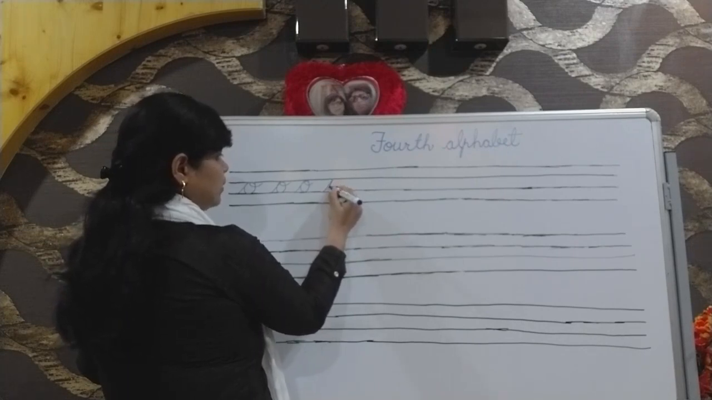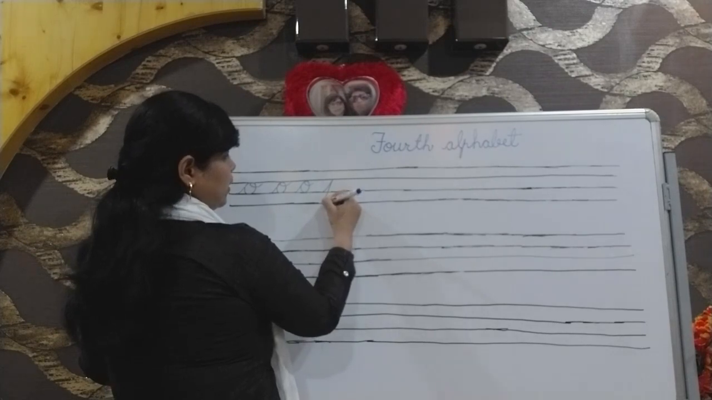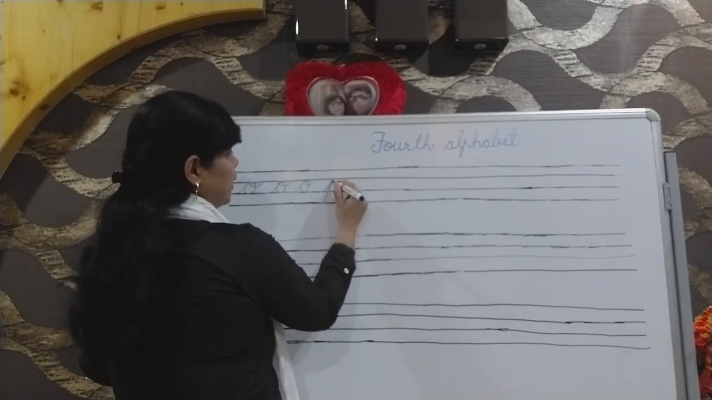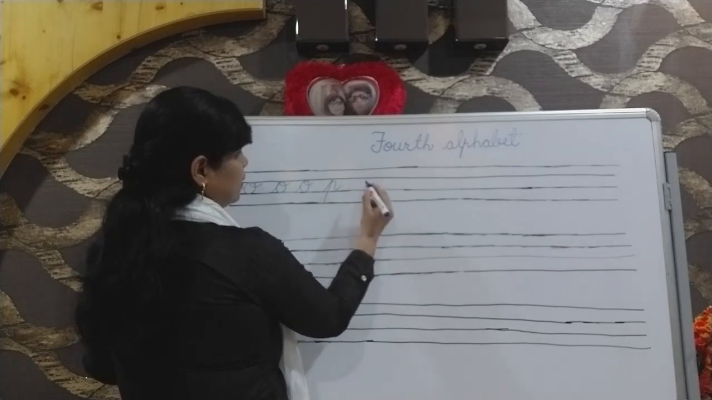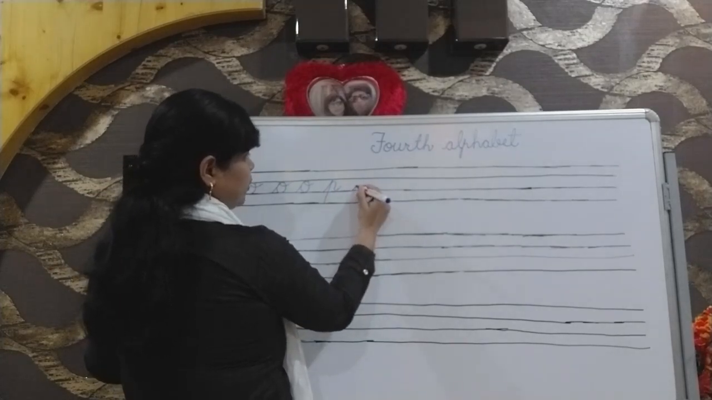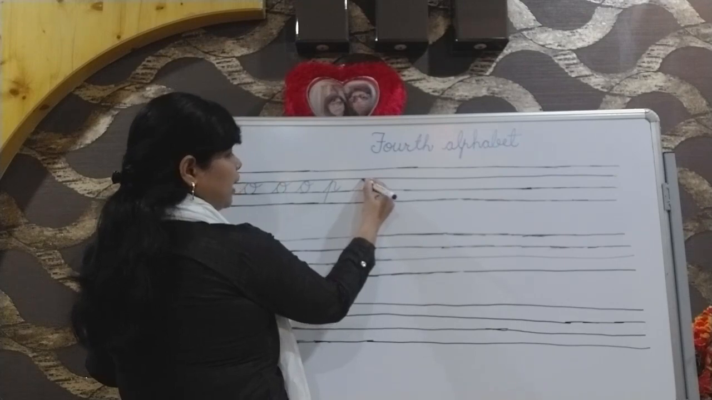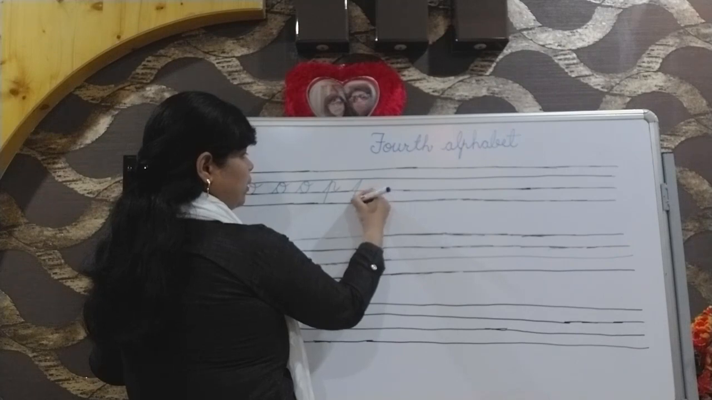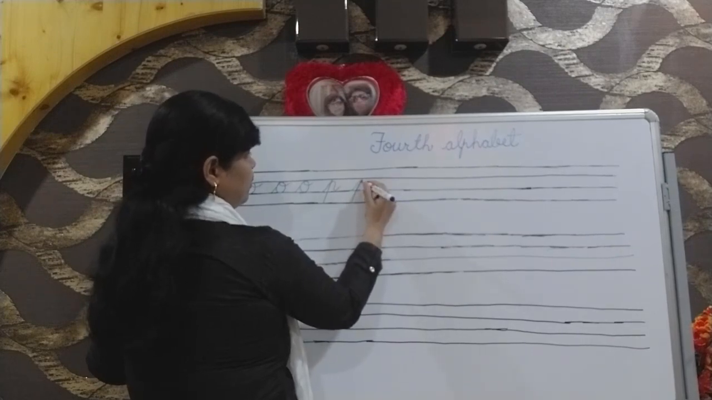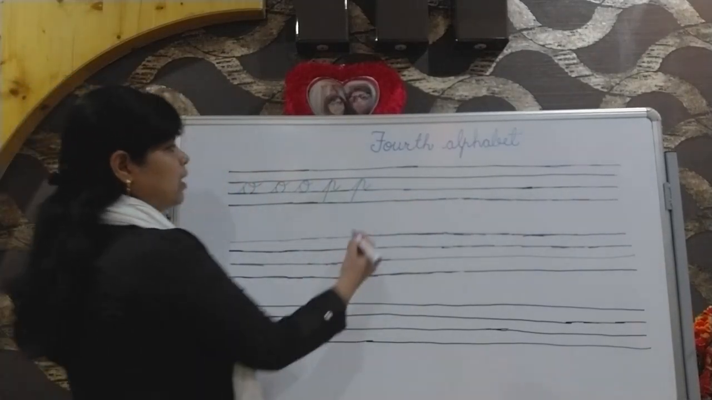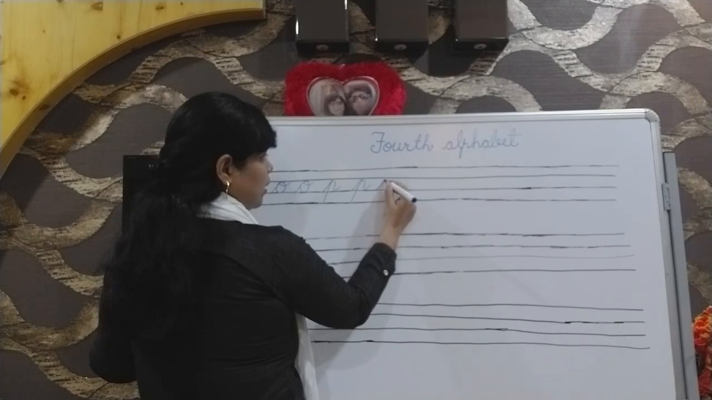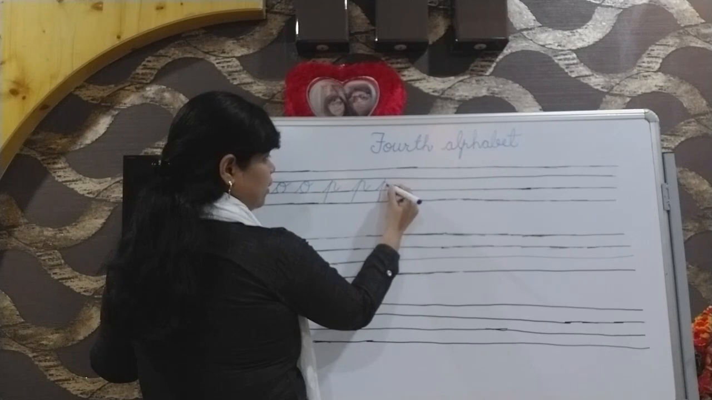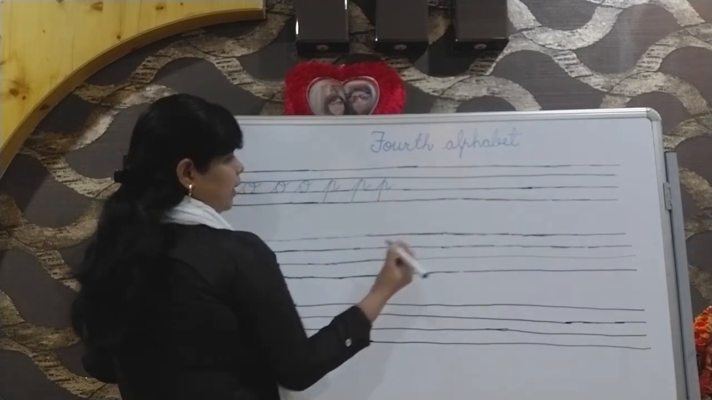Slanting line. In the lower three lines we are writing P in this manner. From the third line we have to start. In the middle line we have to draw one slanting line. Then we will go downwards. From here we have to make a circle in this manner. It is P. Yes, look carefully please. How to draw P? We should not lift our hand.